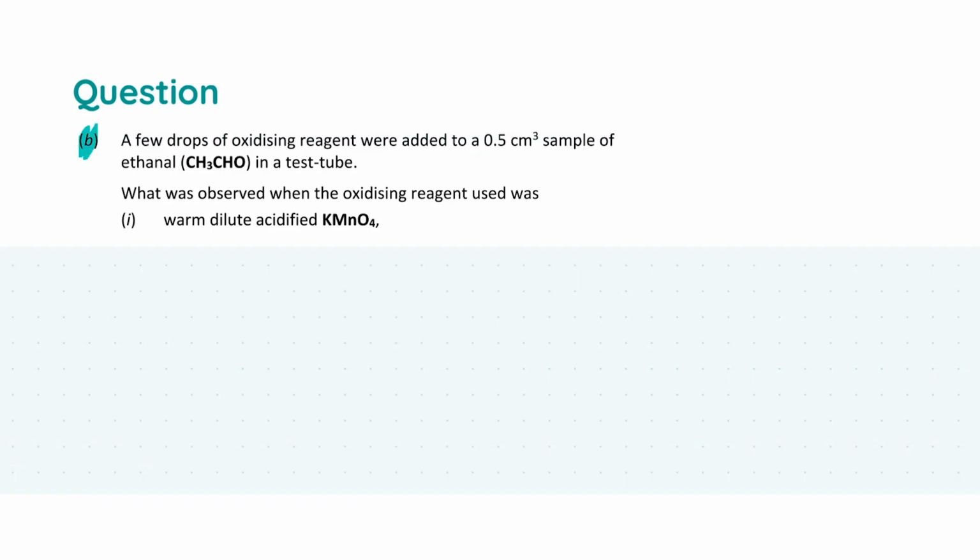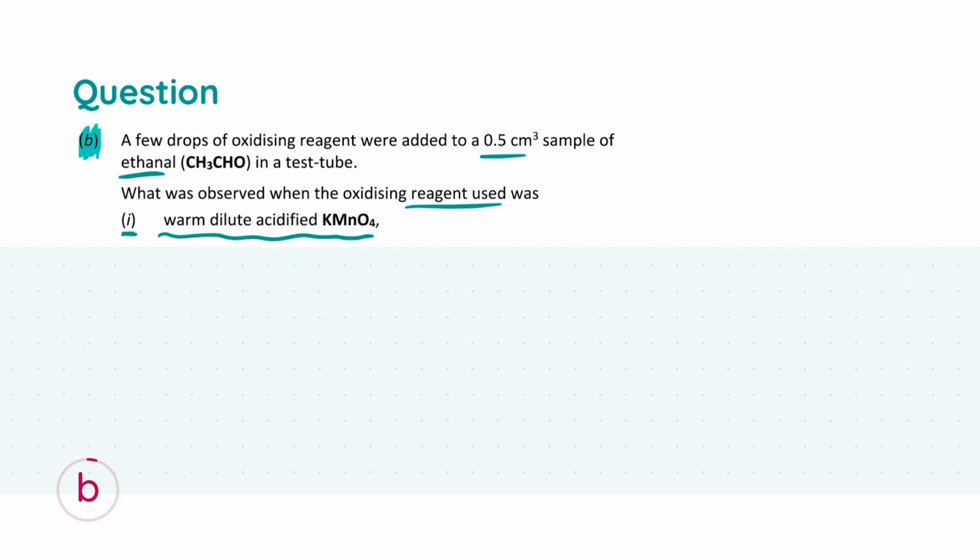So now moving on to part B here, we're going to be moving on to a different subsection of the multiple choice question. In this case, part B is asking us a little bit about ethanol. A few drops of oxidizing reagent were added to 0.5 cm³ of a sample of ethanol, with a little formula beside it, and this was done in a test tube. They're being asked what was observed when the oxidizing agent used was, moving on to part I here, a warm dilute acidified KMnO4.